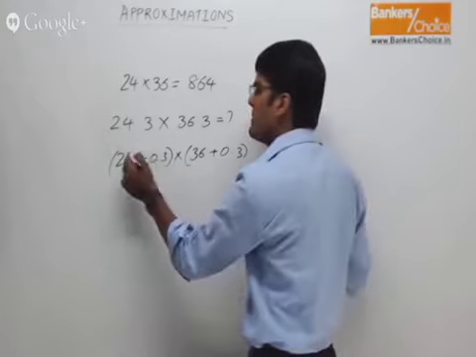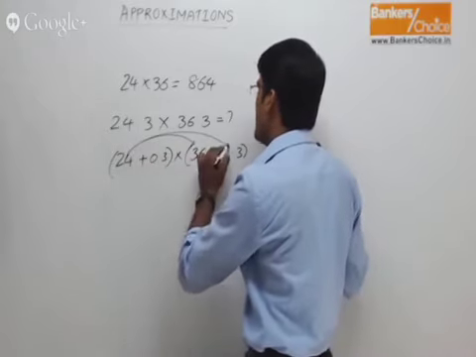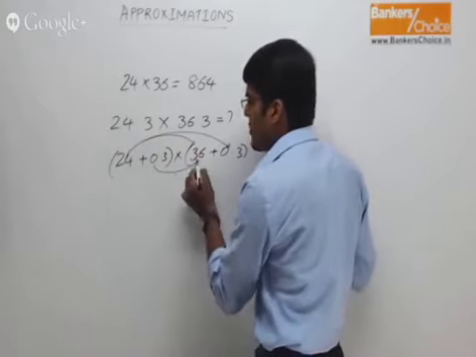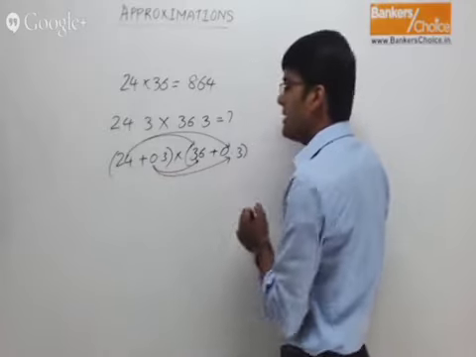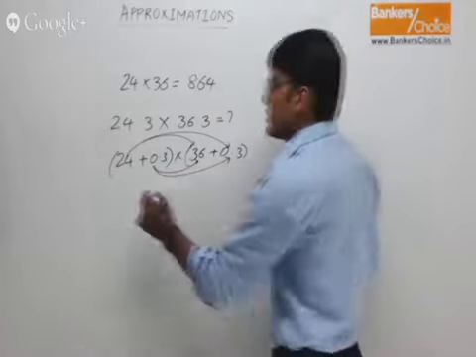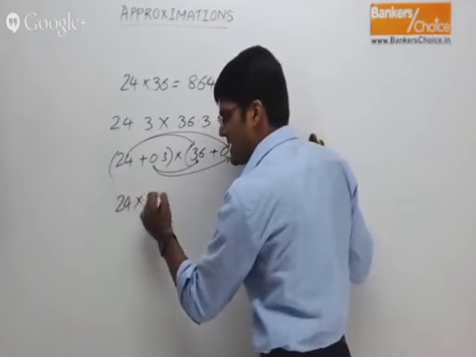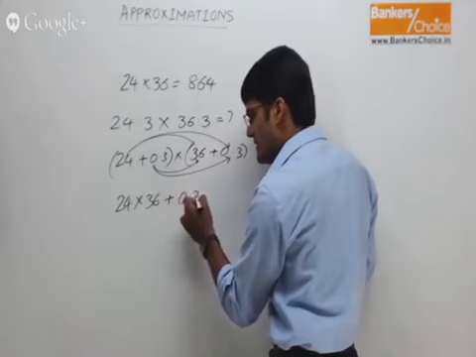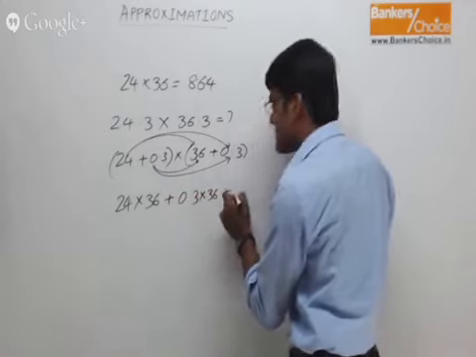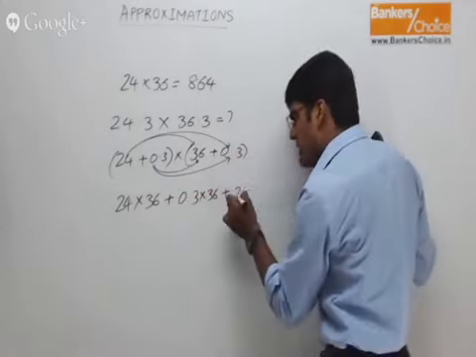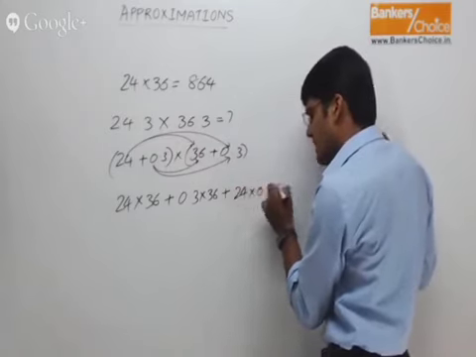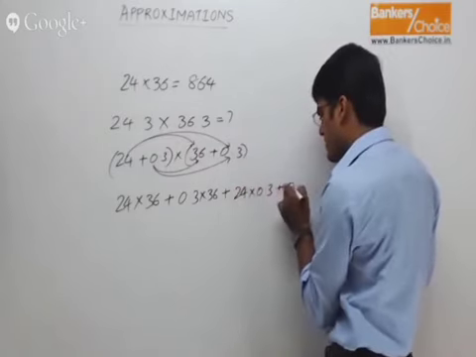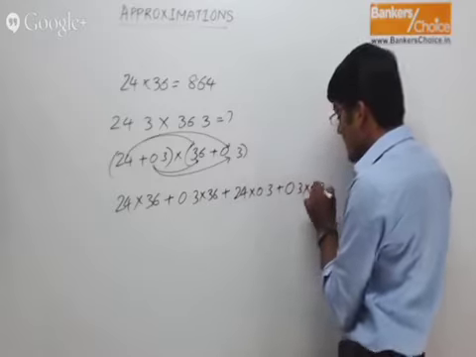So you know that each term must be multiplied. 24 must be multiplied with 36, 24 with 0.3, 0.3 with 36, and 0.3 with 0.3. So 24 into 36 is one step, plus 0.3 into 36 is the next part, plus 0.3 into 24 or 24 into 0.3, plus what is the fourth term? 0.3 into 0.3.